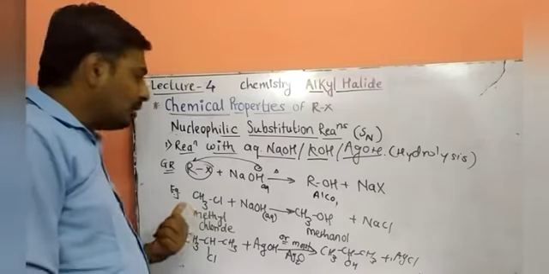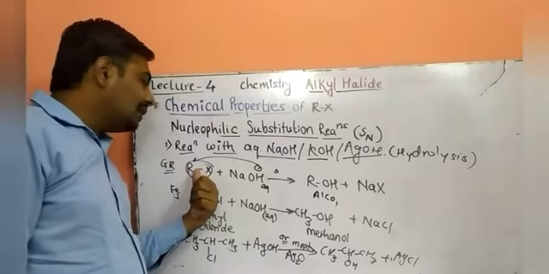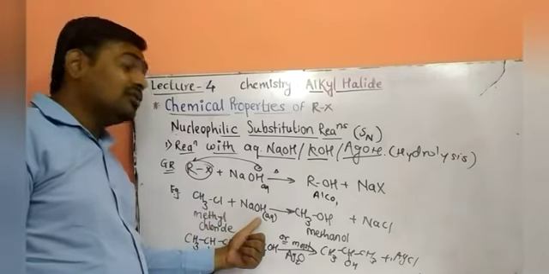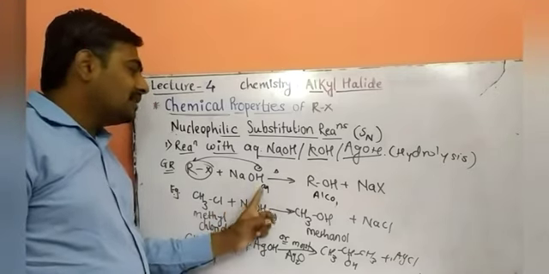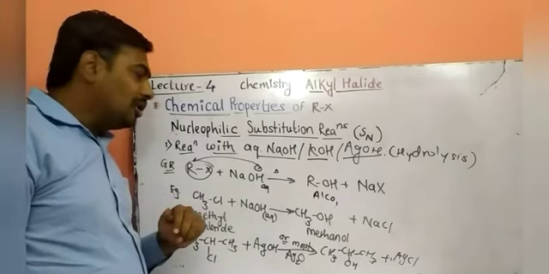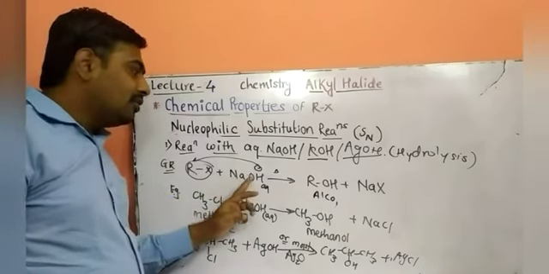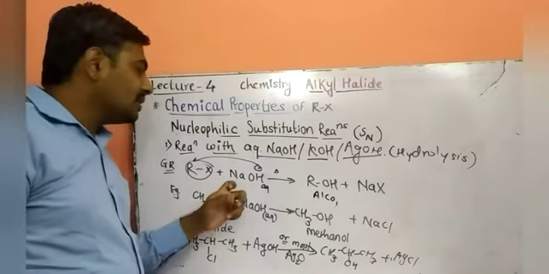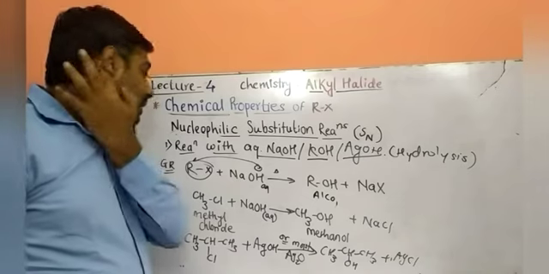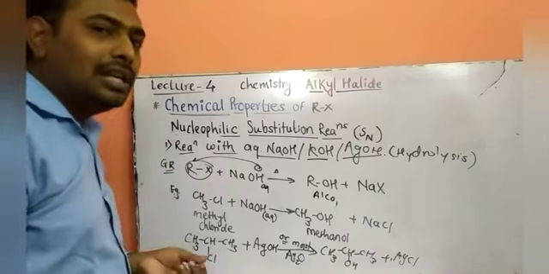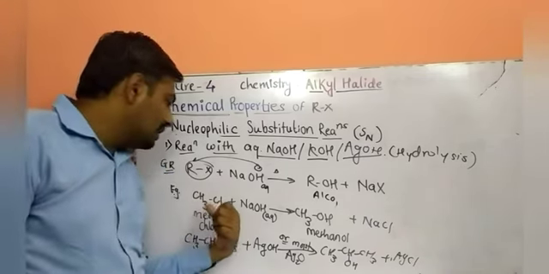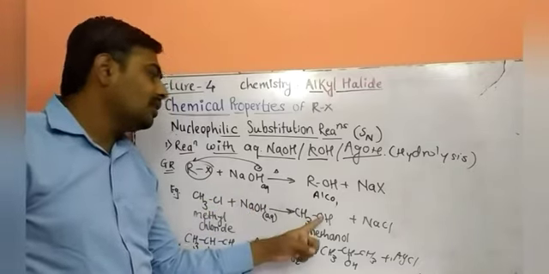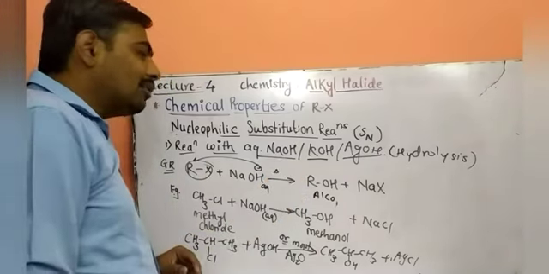So we will discuss an example of this reaction. When an alkyl halide, methyl chloride, is reacted with aqueous NaOH, it gives a substitution reaction. See the difference between aqueous and alcoholic solvent. When we use NaOH in aqueous medium, it gives a substitution reaction. We will discuss later that alcoholic NaOH gives an elimination type of reaction. So CH3Cl, that is methyl chloride, reacted with aqueous NaOH gives methanol and sodium chloride as a byproduct.